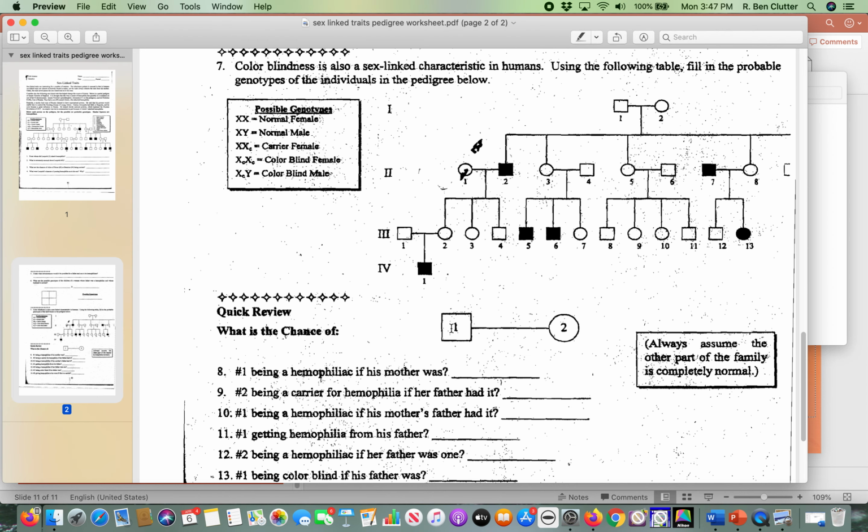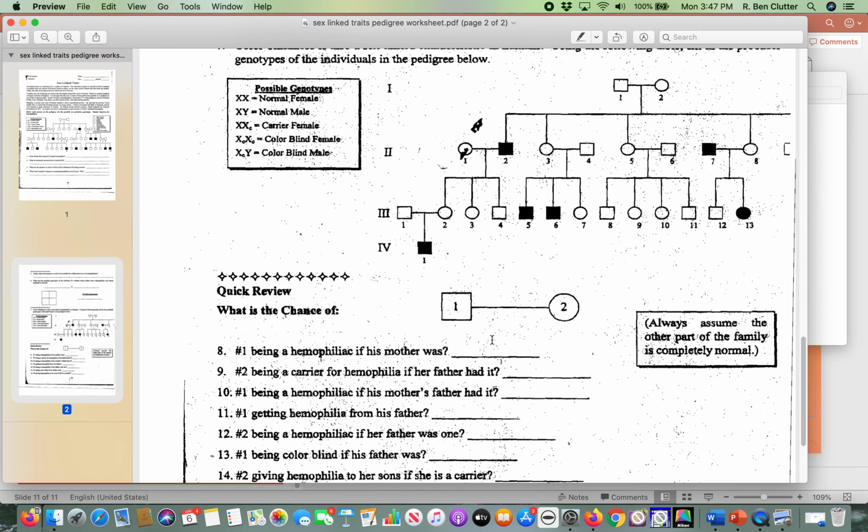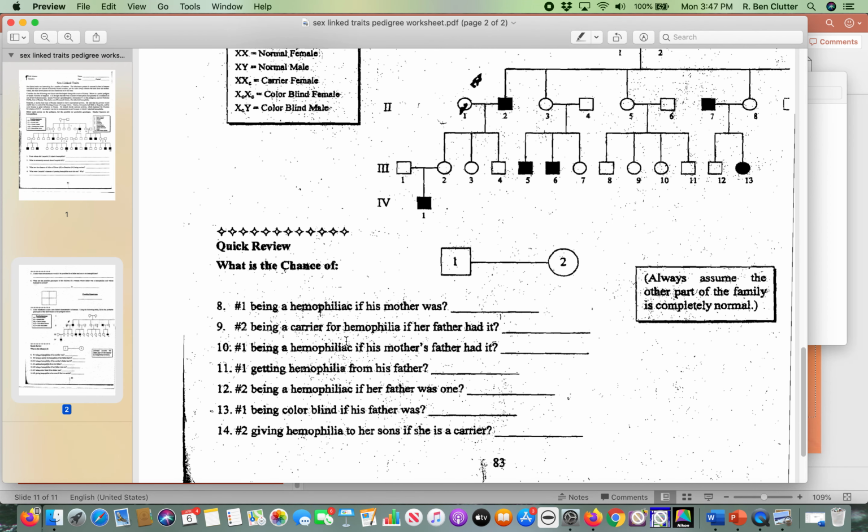Now, students get confused with this, but all you're doing here is running some hypotheticals. So let me just grab one here. What is the chance of number 1 getting hemophilia from his father? So here's number 1, and number 1 married number 2. What would be the chances of him getting hemophilia from his father? Let me go to a place where I can draw. So here's number 1, and he's married to number 2.